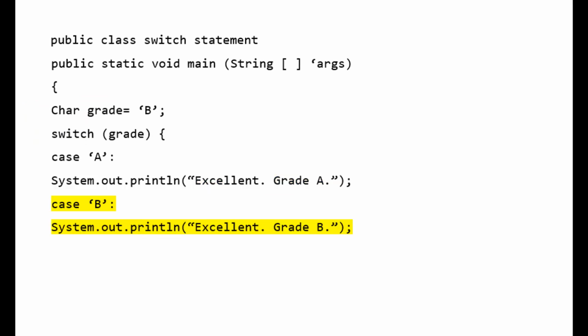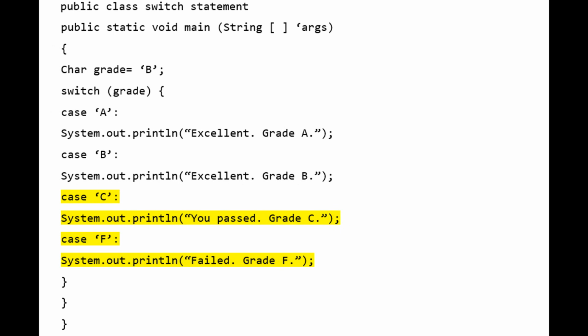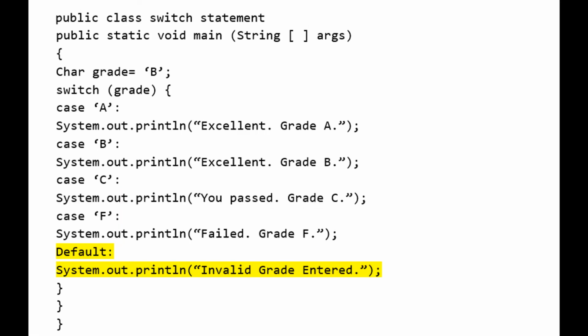And now let's go for B. If the grade is B, then simply print out this statement. Now let us write two more cases. Here I have simply written the case C: you have passed, grade C, and case F: you have simply failed. And now at the end I will write the default case. If nothing works out, then simply print out invalid grade entered.